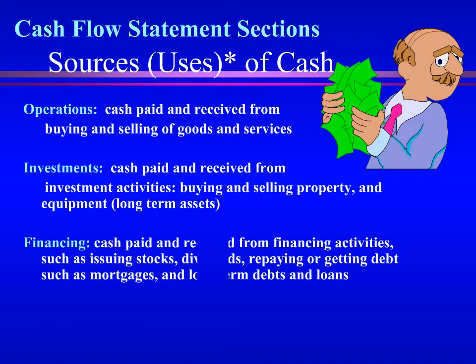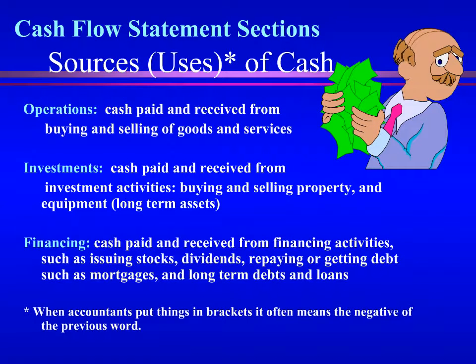Okay, now cash flows in the accounting sense, we divide up into 3 areas. One would be operations: cash paid and received from buying and selling goods and services and the other things that we do to run the company. Investments: cash paid and received from investing activities. Maybe we're buying property, buying equipment, that sort of thing. We're not going to cover selling of long-term assets in this course, so we'll just say buying right now.